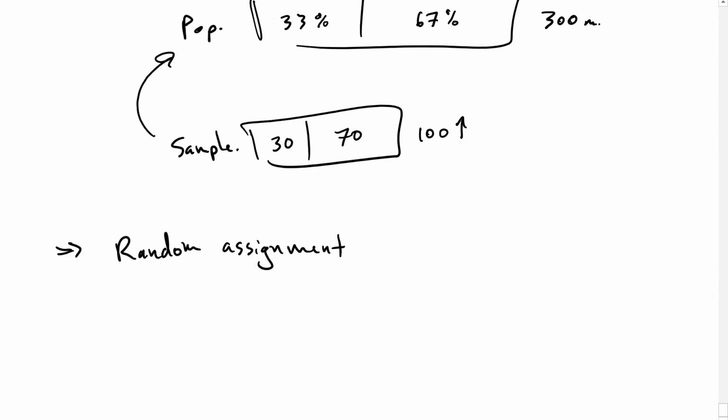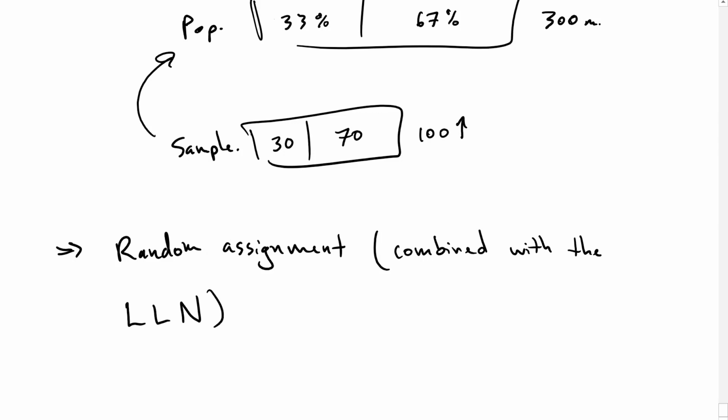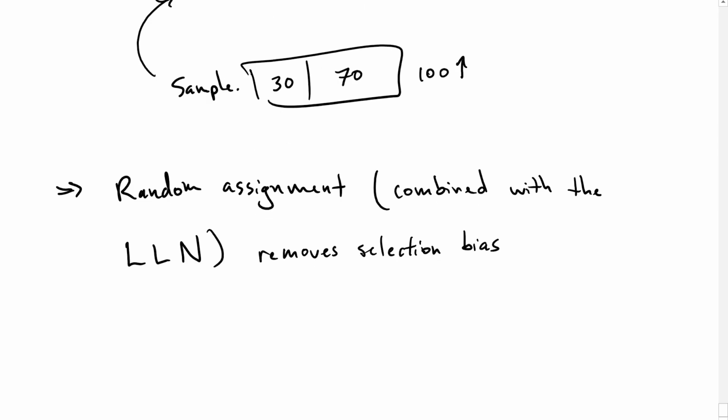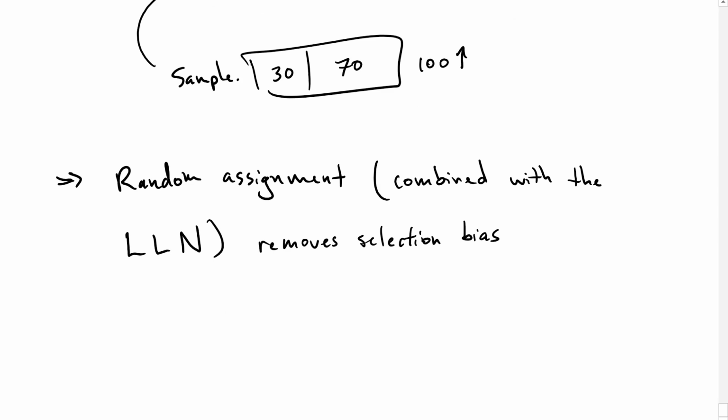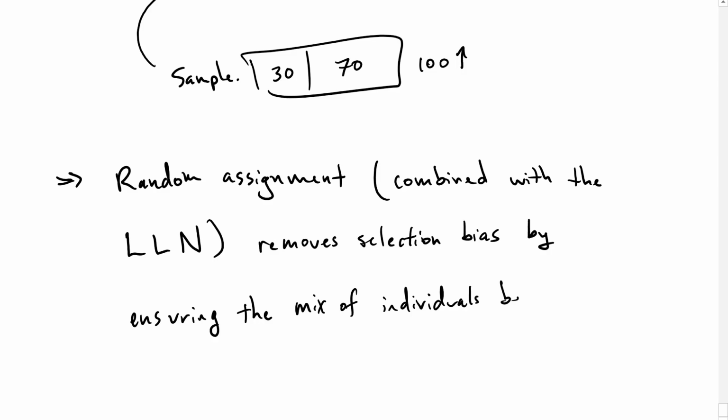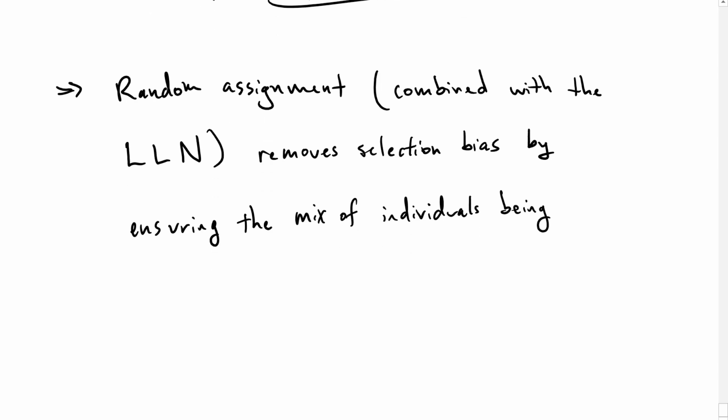So random assignment combined with the law of large numbers removes selection bias by ensuring that the mix of individuals being compared is the same.